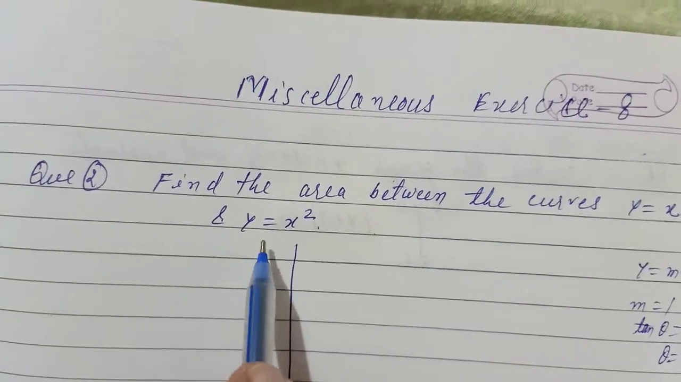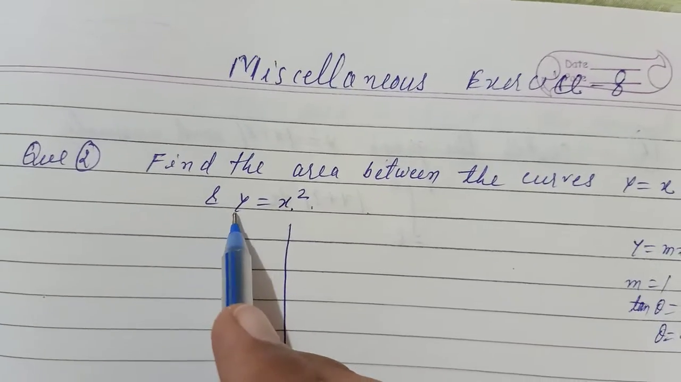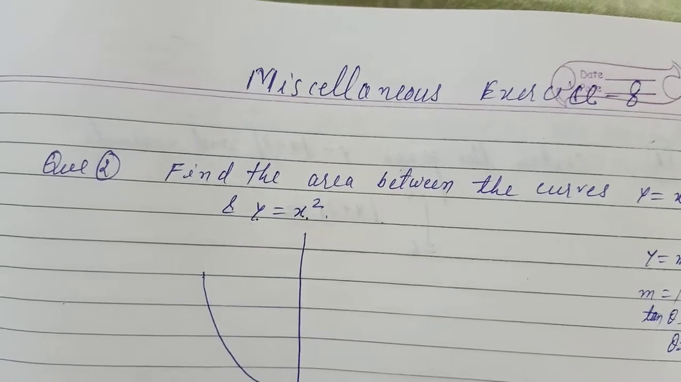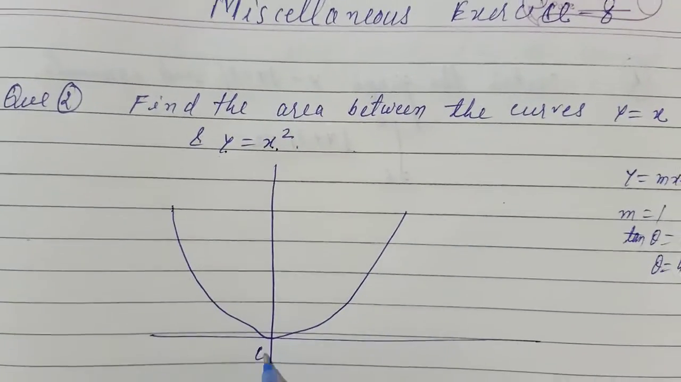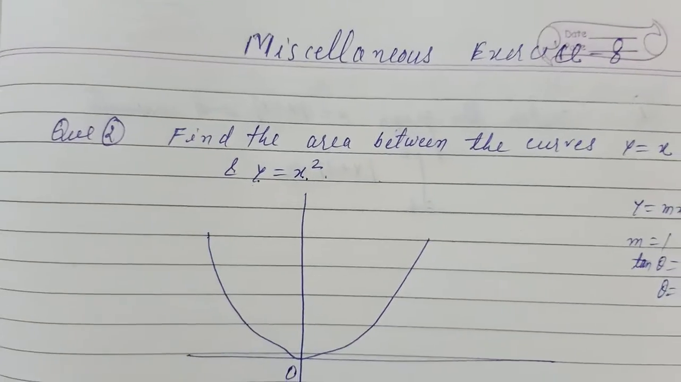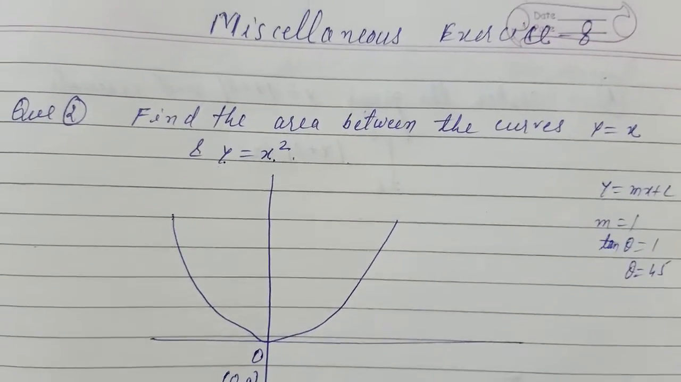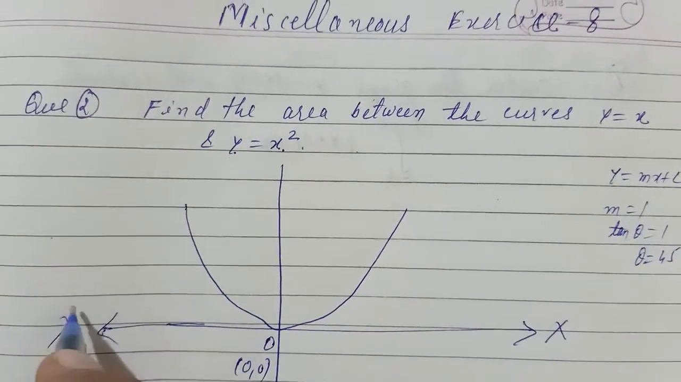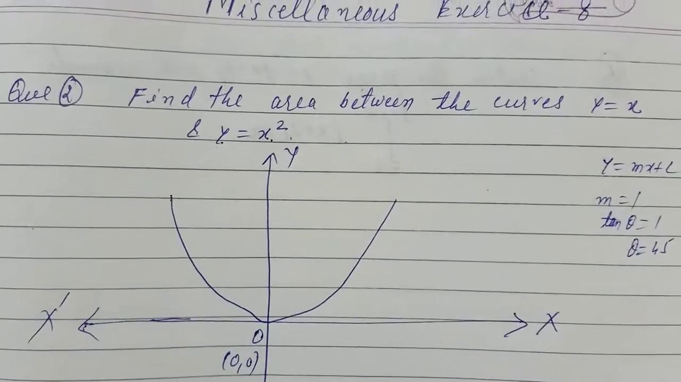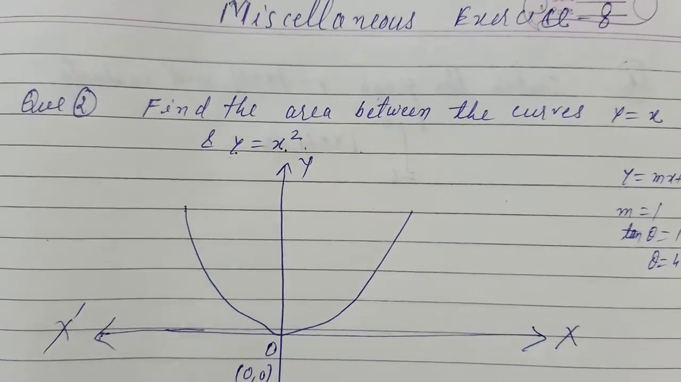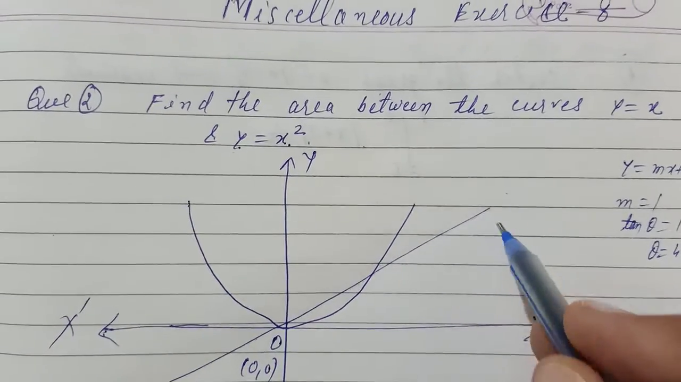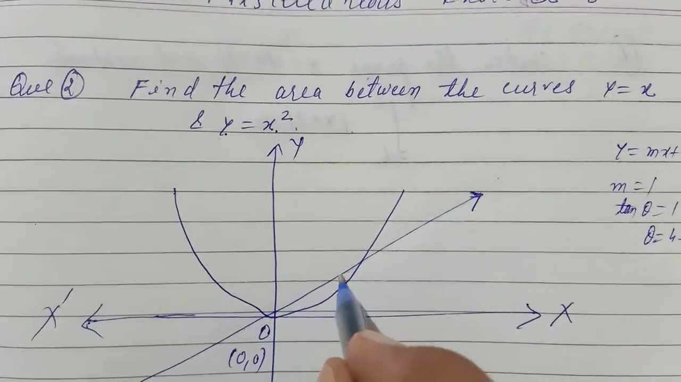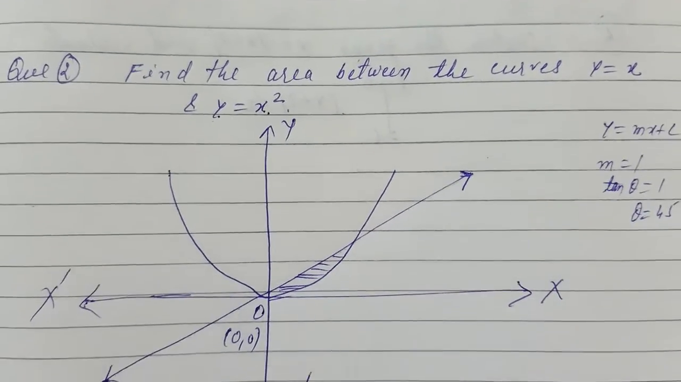y equal to x square is an x square with positive y sign, so it is an upward parabola whose vertex is (0, 0), and y equal to x is a straight line making a 45-degree angle with the positive x-axis. You can write like this: x dash, y dash. Now make a line passing through the origin making a 45-degree angle, and we have to find this area bounded by the line and the parabola.